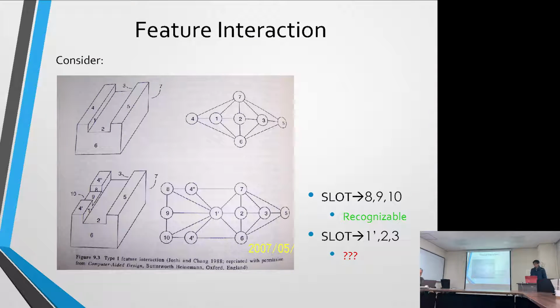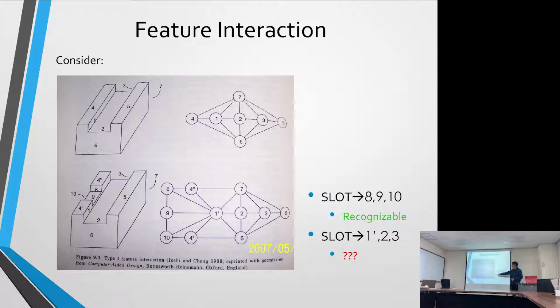But consider the following case. For the above, you have an open slot described by face 1, 2, and 3. And this is the FAG description. And you already have a method to identify the slot feature from the FAG. And this is easily recognizable. You can just select 1, 2, 3. But consider the below case. You add another slot to the overall model.